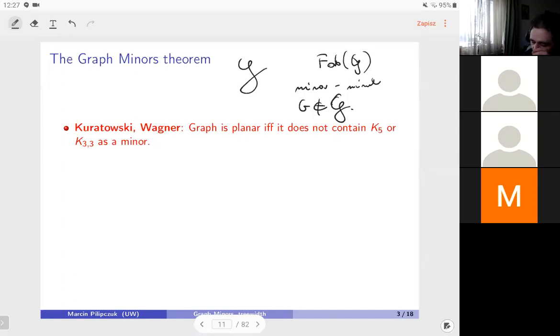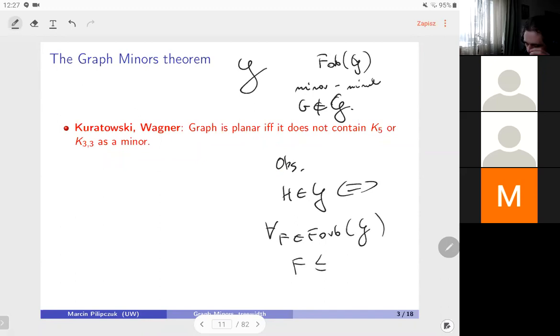And now you can make a short observation that a graph H is in the graph class if and only if for every F in this forbidden set, F is not a minor of the graph H. So what I'm saying is that if I have some minor closed graph class, and somebody lists for me the minor minimal guys that are not in this graph class, and I have a new graph and want to check if it is in this graph class, I may as well check if any of these minimal guys is a minor of the graph H.